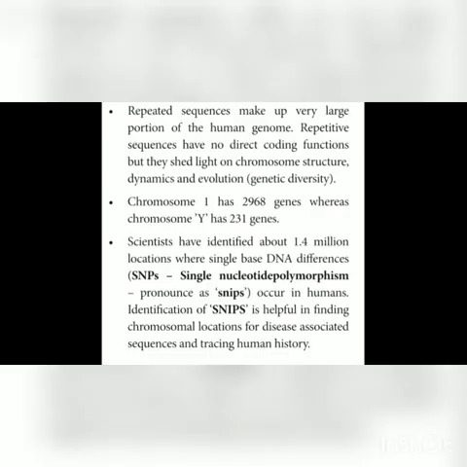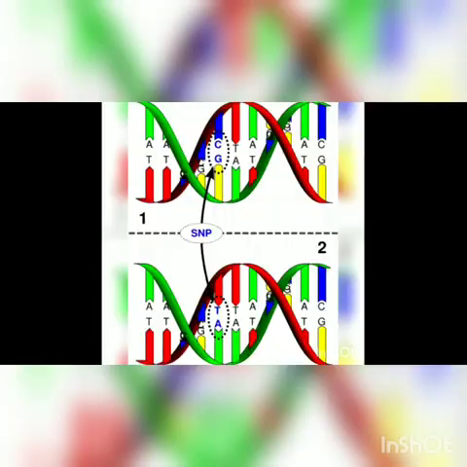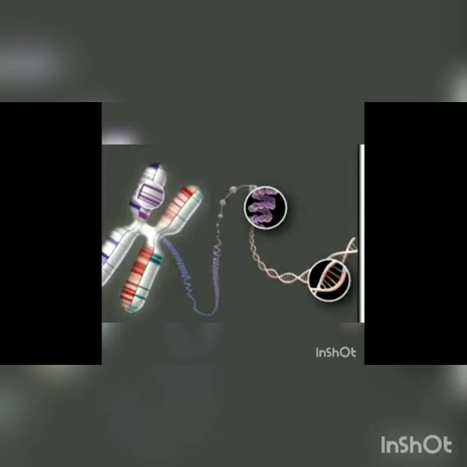Scientists have identified about 1.4 million locations where single base DNA differences, that means SNP, single nucleotide polymorphism, pronounced as SNIPS, occur in humans. Identification of the SNPs is helpful in finding the chromosomal location for disease-associated sequences and tracing human history. So these are the salient features of the Human Genome Project, where you will get 1 mark and 2 mark questions, and it may also be asked in 5 marks.